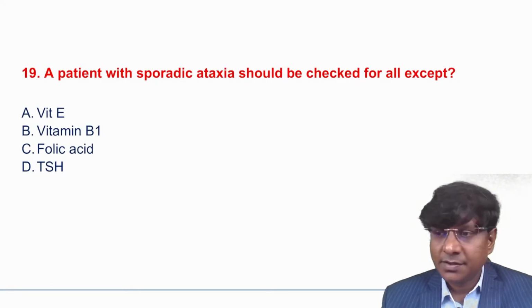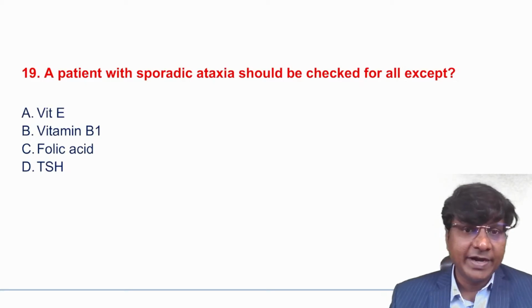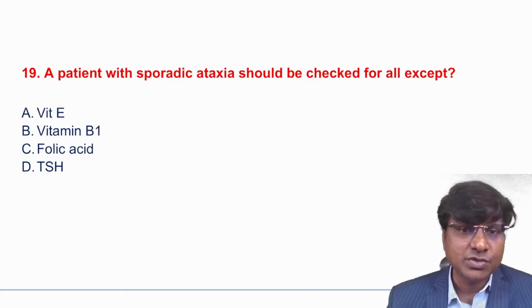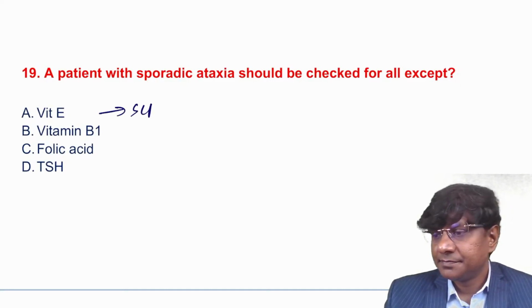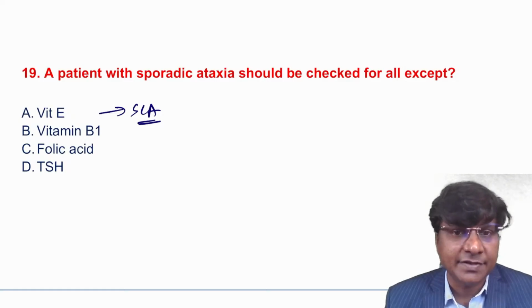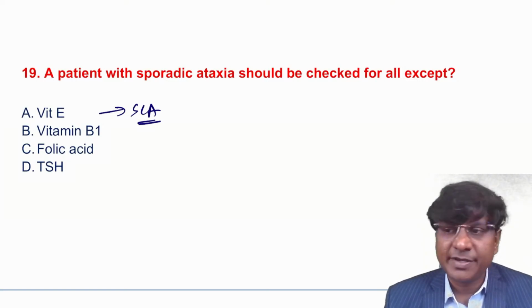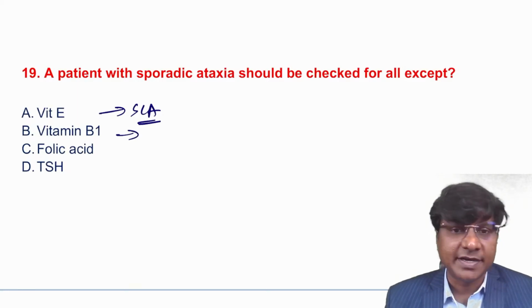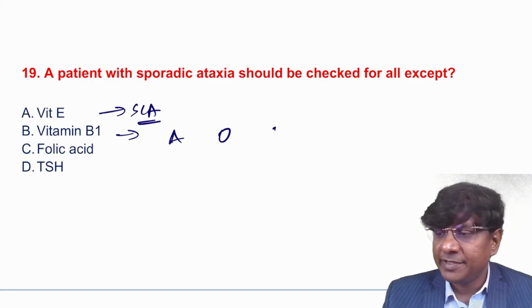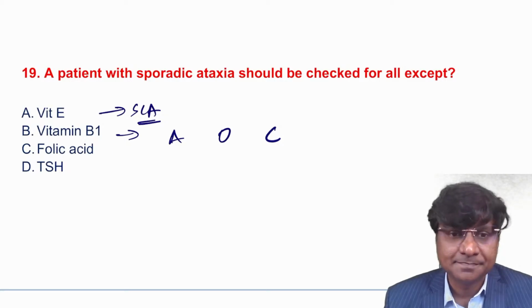But if you see here, vitamin E deficiency can cause a treatable spinocerebellar ataxia, with neuropathy or retinitis pigmentosa. That is number one. And take B1 deficiency, this will cause Wernicke's encephalopathy, right? So in Wernicke's encephalopathy, what will be the features? You'll have ataxia, ophthalmoplegia, and confusion as well.